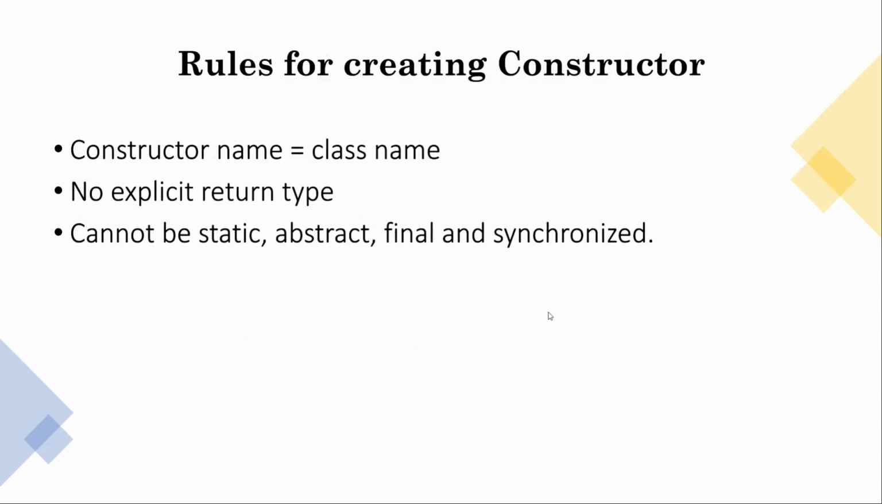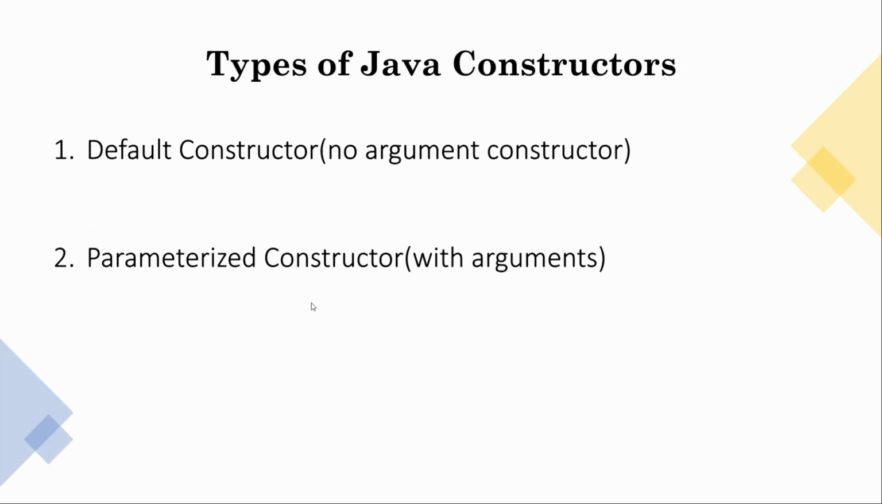So rules for creating the constructor, as we saw that it is used to initialize the object. So the constructor name should be exactly as the class name. And there should be no explicit return type, and you cannot specify the constructor as static, abstract, final or synchronized. Next, types of constructors. Default constructor or no argument constructor, and parameterized constructor, that is basically with arguments or with parameters, I would say. So let's see this in IDE, how we do it.